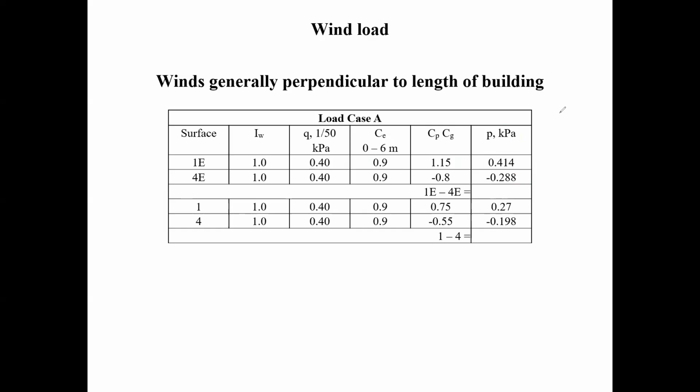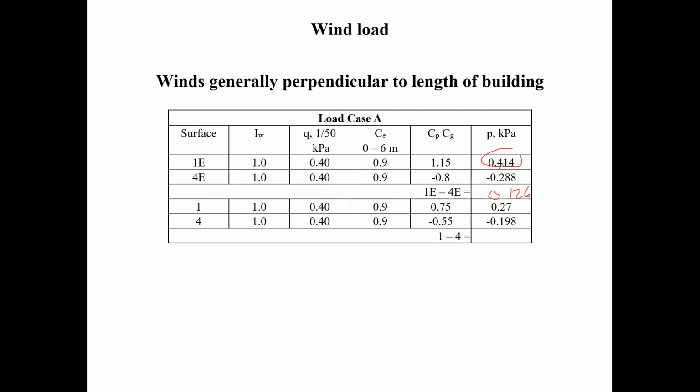Sir, 1E minus 4E is equal to 0.1426. 1E minus 4E is equal to what? 0.126. Okay, 0.12, impossible. Thank you. It's impossible that the sum of the two is less than just one of them.